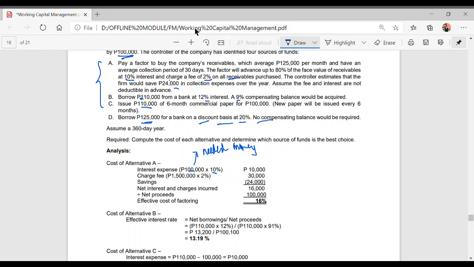It says here that the receivables are 125,000 per month. So all of the receivables are purchased, so that would be for 1 year, that's 125,000 times 12 months. Because we will be needing the 1 year, 125 times 12, that would be 1,500,000 times 2%. And then this 24,000 savings is on the collection expenses that it will no longer spend if it sells the receivables. So the interest over the proceeds is 16 over 100,000. Therefore the effective cost of factoring is 16%.